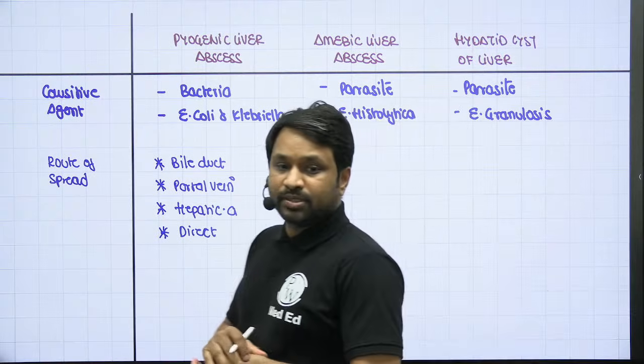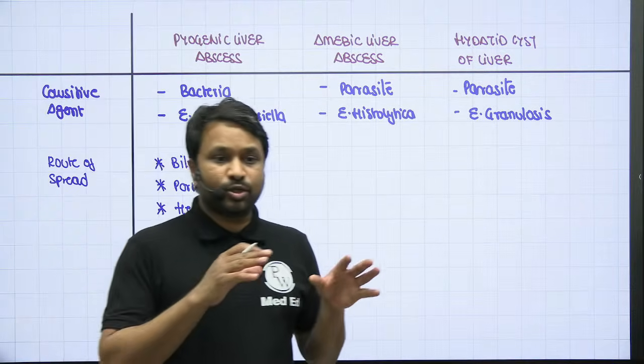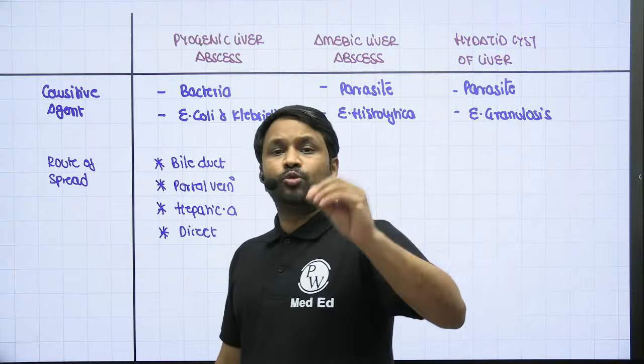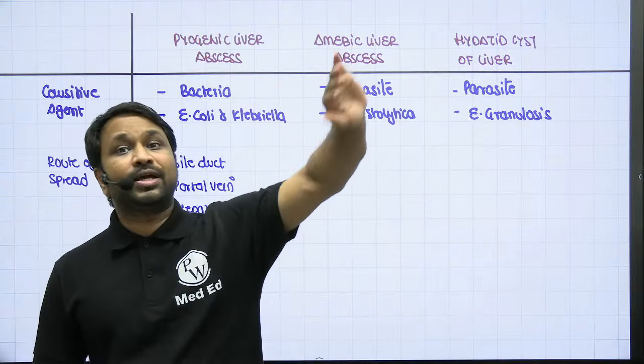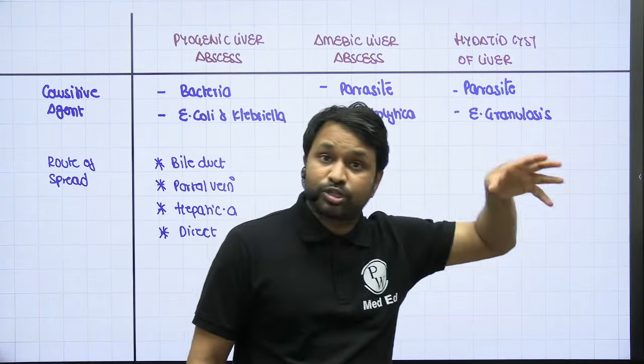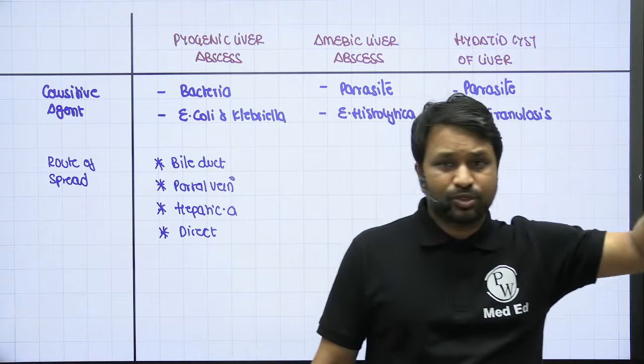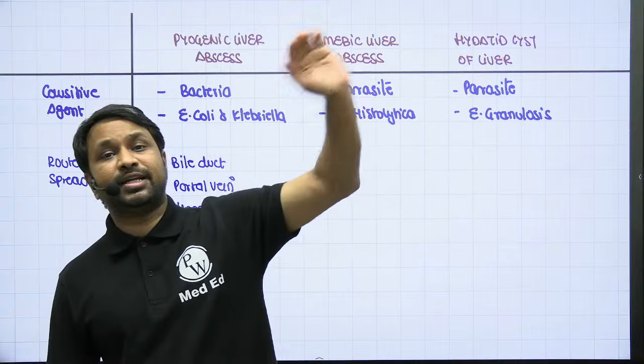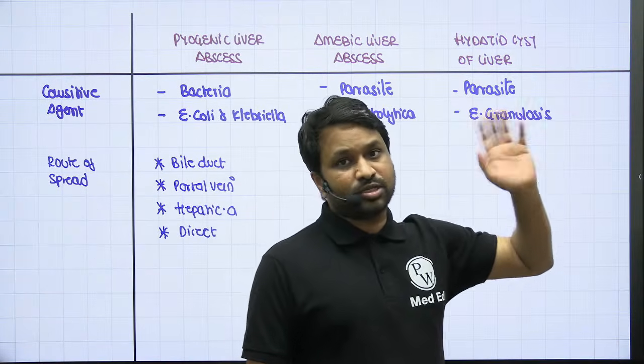When it travels via the bile duct, the basic concept is that unless there is an obstruction to the bile flow, these organisms cannot ascend into the liver. But if there's an obstruction to the bile flow, for example CBD obstruction or any obstructive jaundice, you can see these organisms take an ascending route, go into the liver and start causing the problem there.